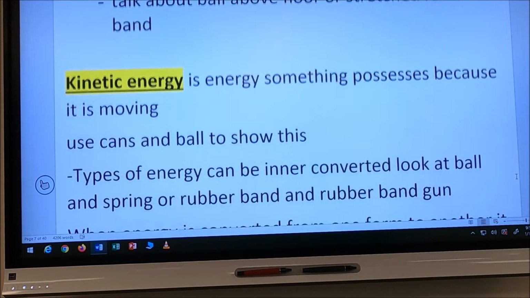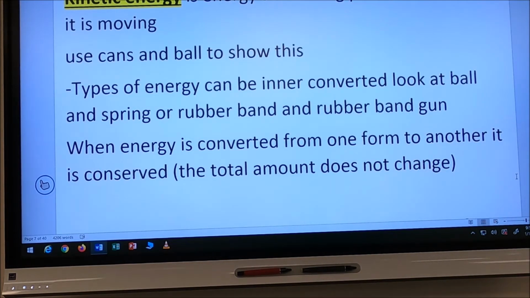Okay? Now, kinetic energy is energy something possesses because it's moving. So, if I have something moving, okay, and you can try this at home, set up a used bottle or can, something you can roll a ball at. When the ball hits them, boom, they move, okay? This is kinetic energy. Because something is moving, it can bump into something else and make that something move.